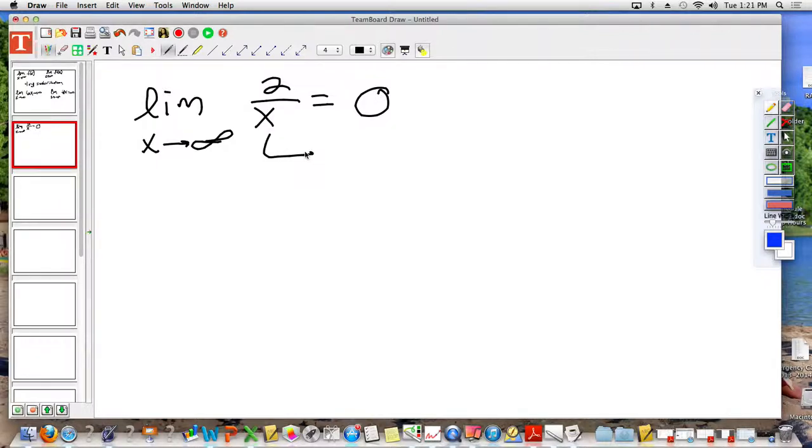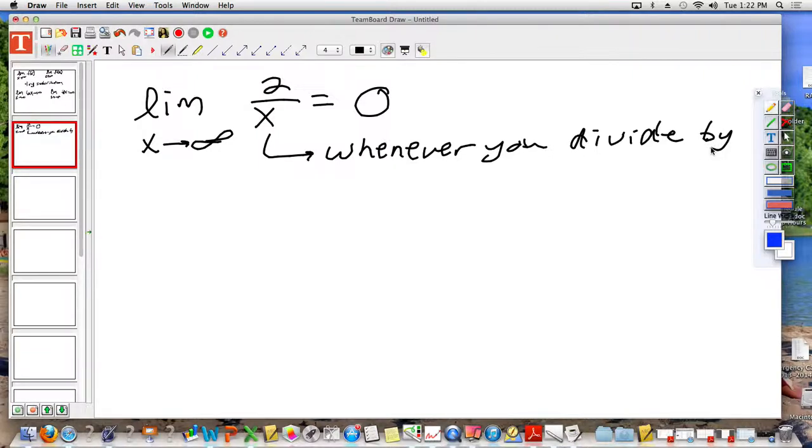Let's make a little note here. Whenever you divide by infinity, it will approach 0. That always happens.